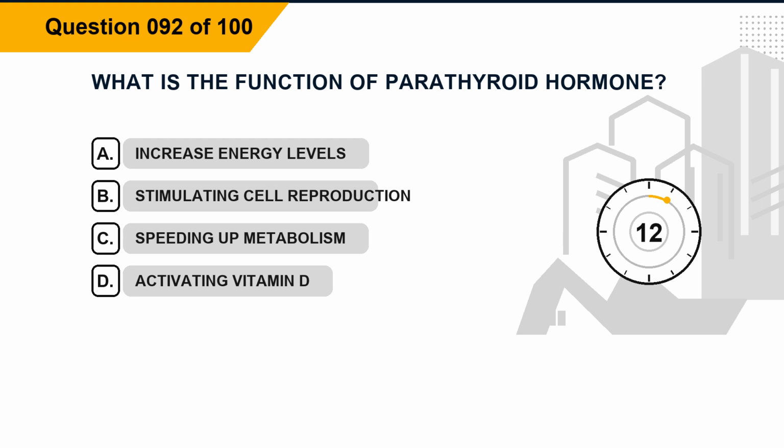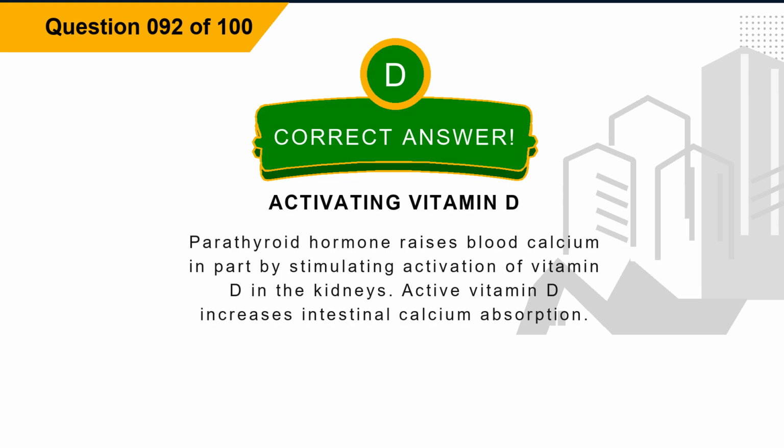Question 92. What is the function of parathyroid hormone? Option A. Increase energy levels. Option B. Stimulating cell reproduction. Option C. Speeding up metabolism. Option D. Activating vitamin D. The correct answer is option D. Activating vitamin D. Explanation. Parathyroid hormone raises blood calcium in part by stimulating activation of vitamin D in the kidneys. Active vitamin D increases intestinal calcium absorption.